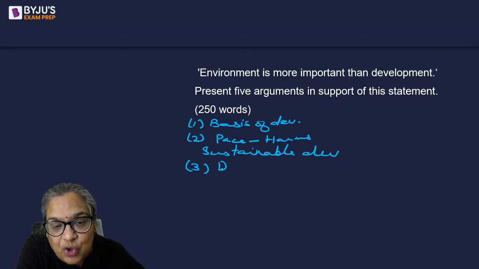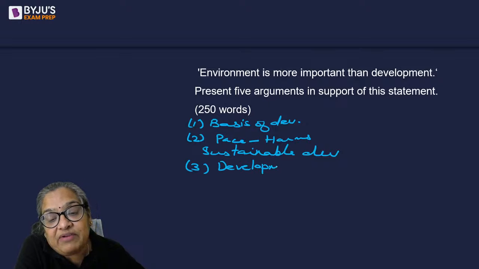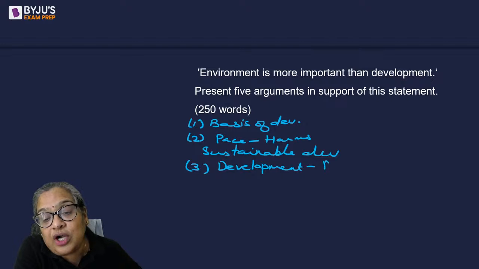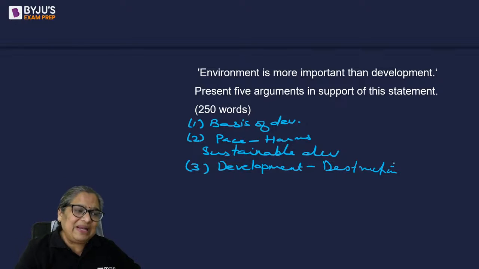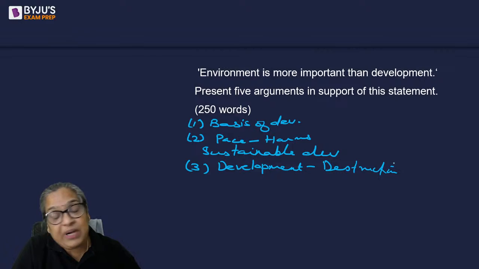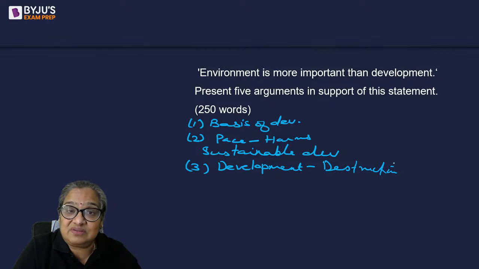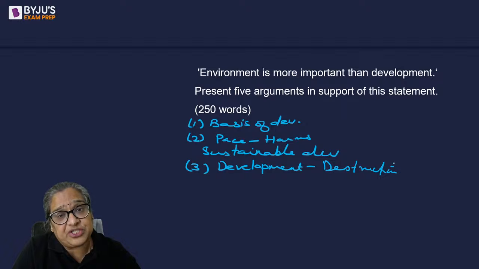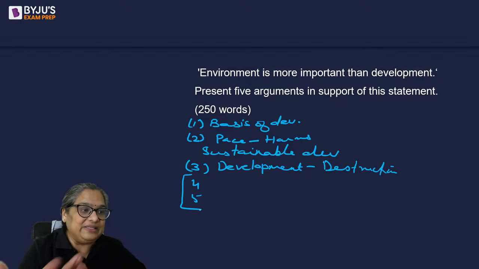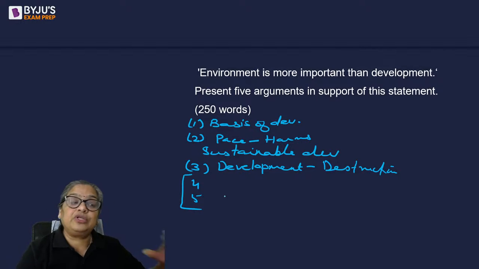Third depends on what you mean by development. Development does not mean destruction. Right now, whenever we're talking of development, it is essentially destruction of the environment. People have lived on earth for ages and they've done well. It's only in the last 100, 200 years that we've done so much damage. So you talk about that. Fourth and five, of course, would become a little weaker in support of or against the topic. Okay, so this would be one of them.